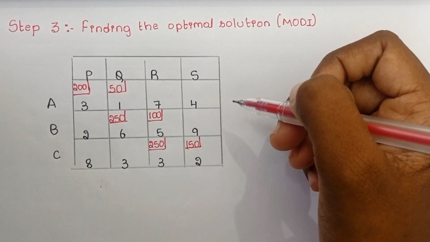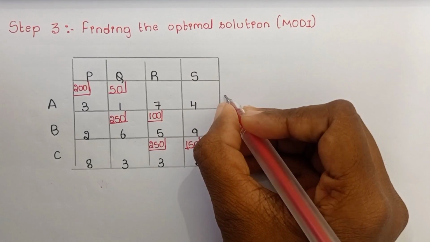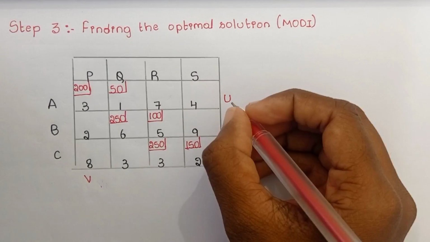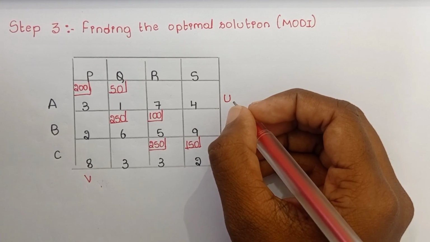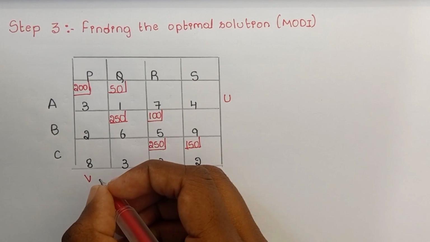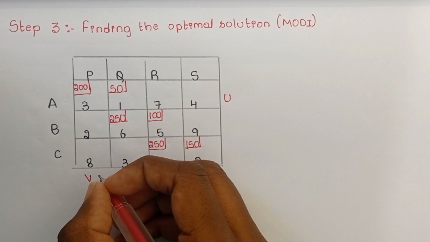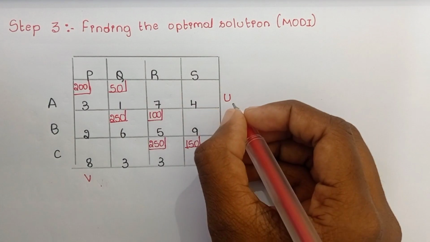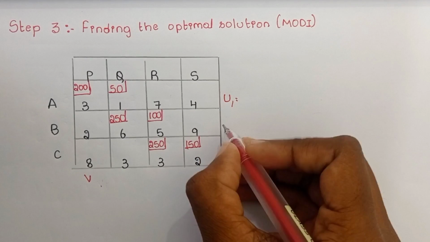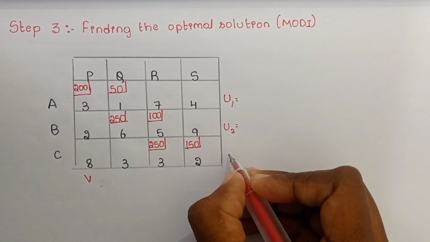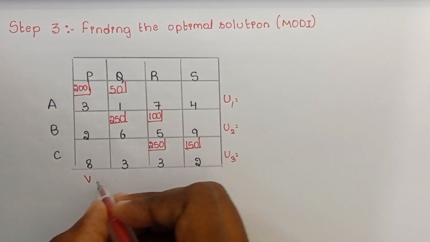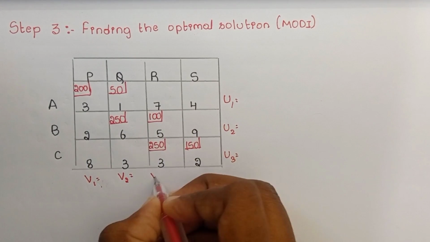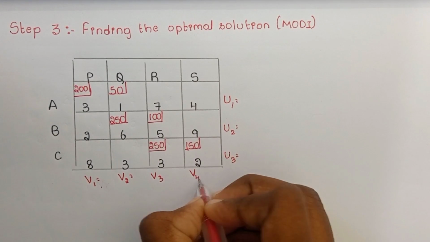In this step we have to identify the U and V values. Here U is represented as a row and V is represented as a column. So this row will be U1, this row U2 and this U3, and this column is V1 because it is a column. Then V2, V3 and V4.